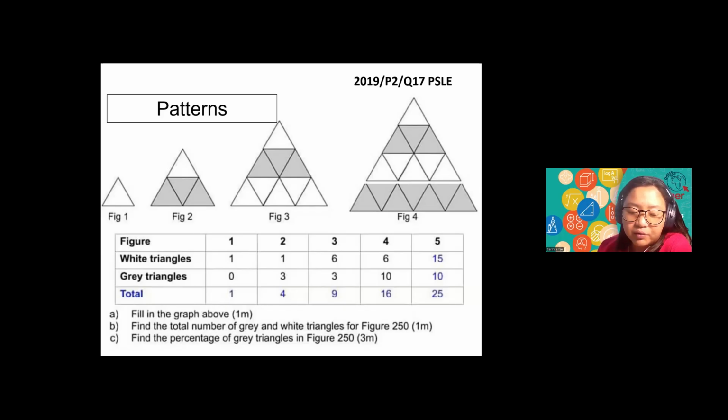Now, how are you able to find the percentage of gray triangles? You need the number of gray triangles and the total number of triangles, right? That would have been found in part B. So you see part B helps you with part C as well. The questions are quite leading on. That's the pattern question, so let's look at the next one.